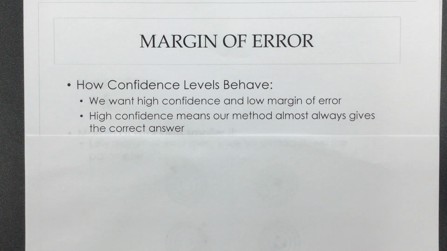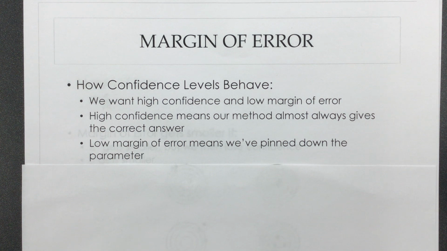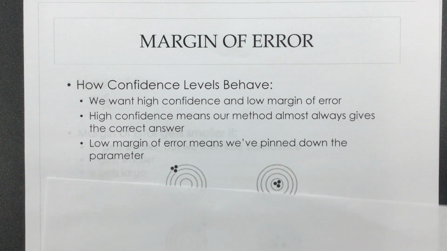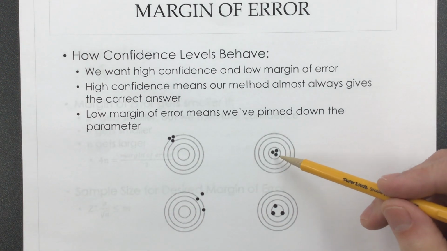Okay, so again, high confidence, that means we have a high chance that we've captured the true parameter. And a low margin of error, that means we've pinned down its actual location. So like here's a visual, what we're talking about, right? That's the goal there.